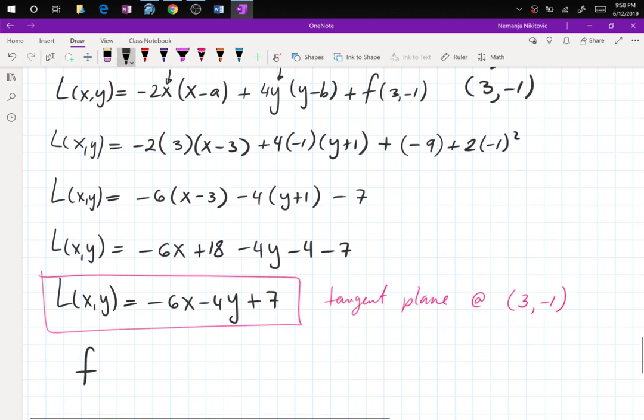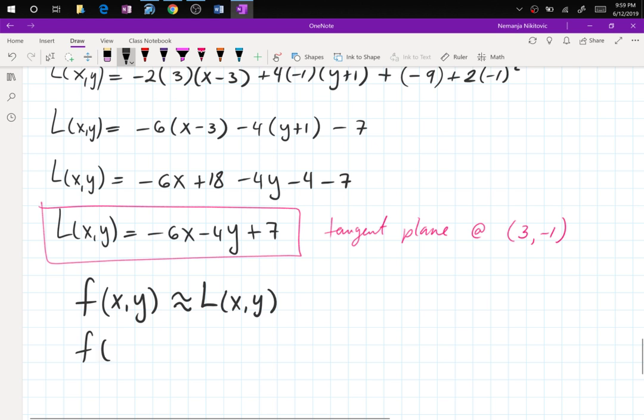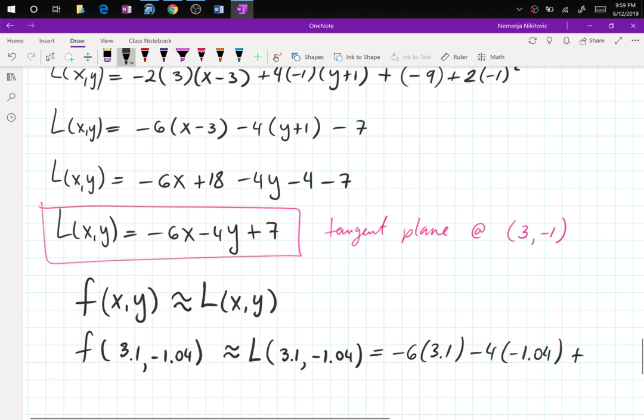So now I claim that f(x,y) is approximately the same as L(x,y). That's the claim. So now f of the numbers that they want, which are 3.1 comma negative 1.04, is going to be close to calculating L at 3.1, negative 1.04. So I used 3, negative 1 because those were easy to find the tangent plane. Once I have the tangent plane, I'm going to use the original values they gave me to compute the z, which would be very close to the true z. So I have negative 6 times 3.1 minus 4 times negative 1.04 and then plus 7.